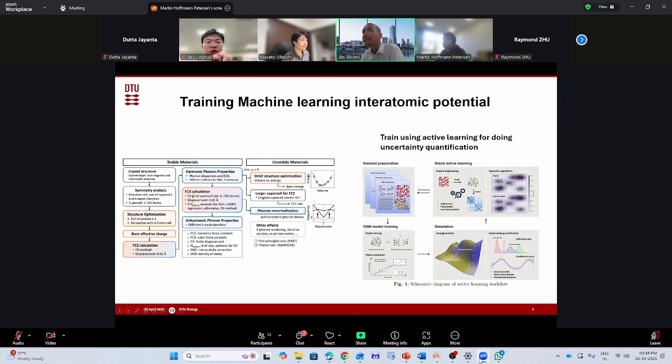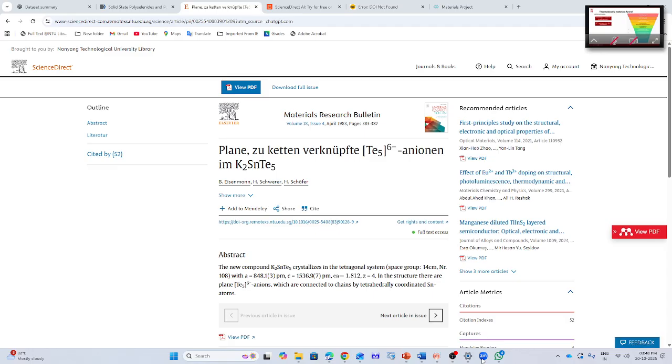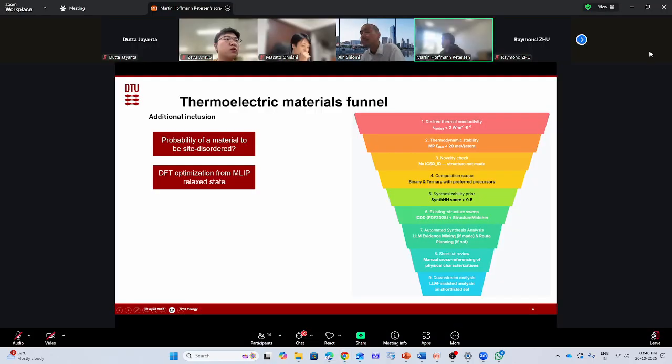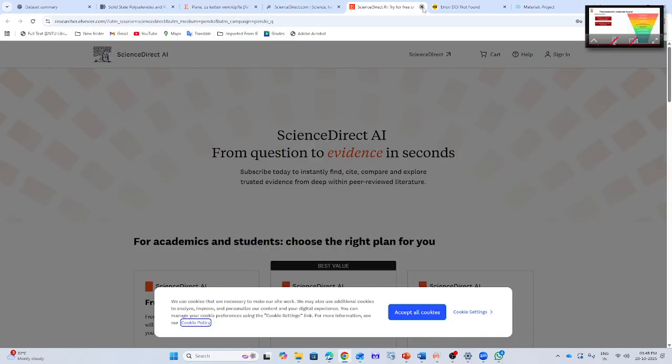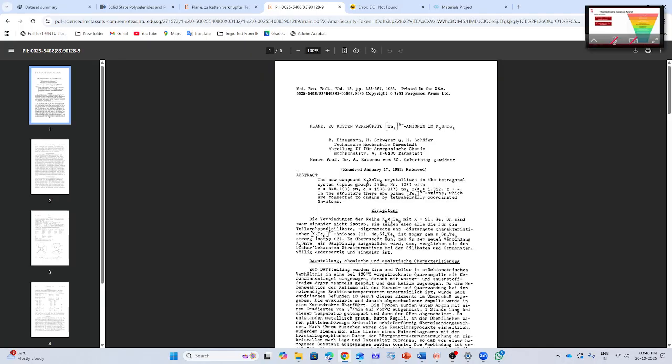Cool. Then quickly moving on to what I showed you before. Now, I don't think I should go into this in more detail, but we are also building the thermoelectric materials funnel, where we want, based on the lattice thermal conductivity and the energy hull, to narrow down from a big data set. In reality, from all the things which Raymond will generate for us, we will determine which ones we think will be better.